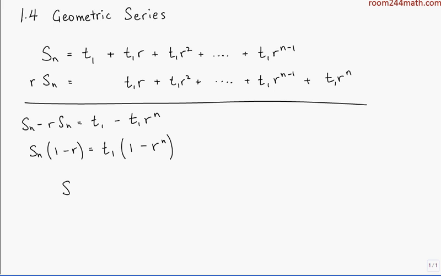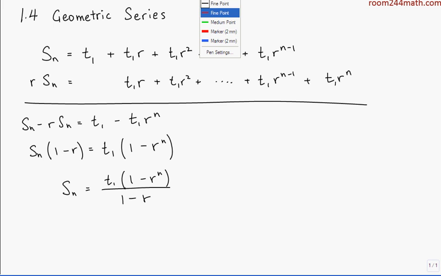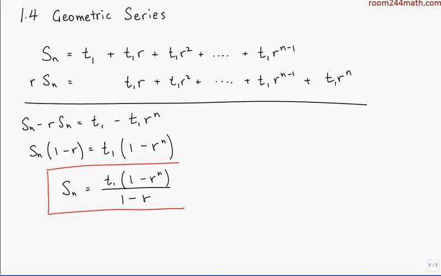So now all we need to do to get Sn on its own is to divide both sides by what's in the brackets there, 1 minus r. So we get t1 times 1 minus r to the n all over 1 minus r. And this is the formula that's generally given for the partial sum of a geometric series.